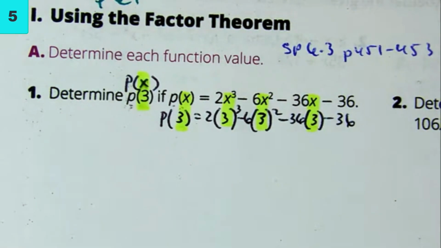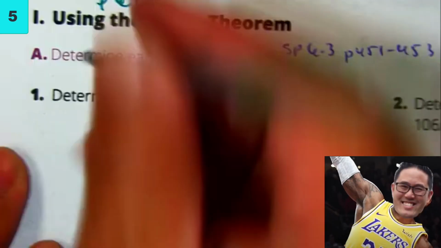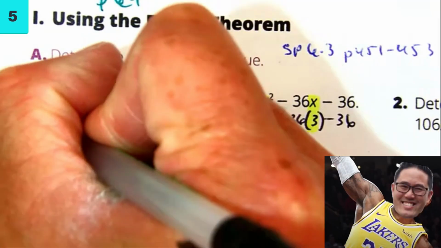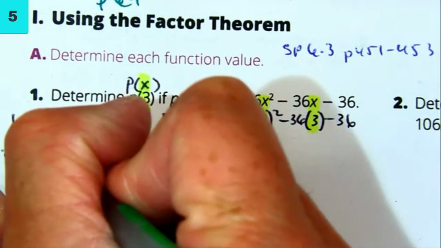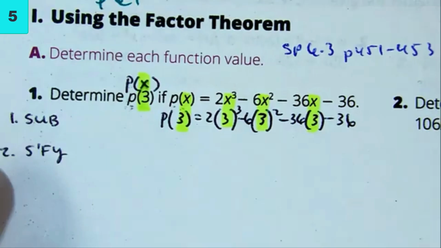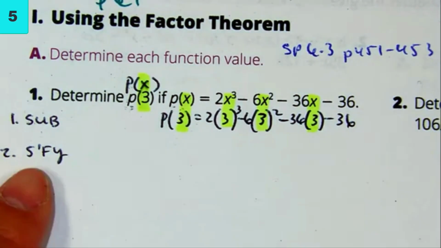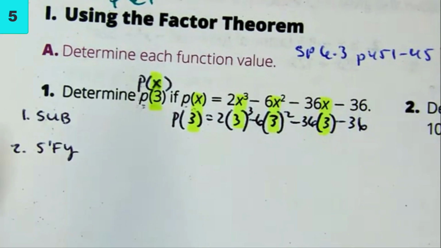Now, it's possible in this problem that you make lots of mistakes, but the first thing we're going to do here is just the substitution. The next thing we're going to do is we're going to simplify. Now, when I simplify, there is an acronym in math that we use.